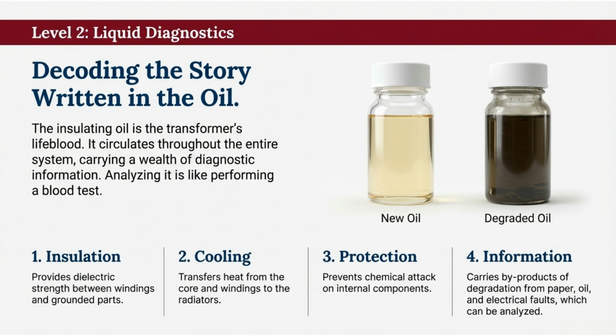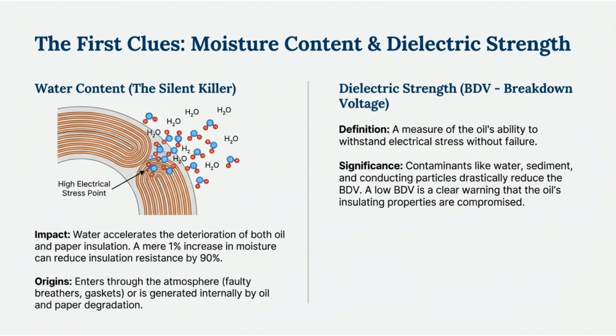Level 2 is liquid diagnostics. Insulating oil is the transformer's lifeblood, carrying diagnostic information. Analyzing it is crucial, as the oil provides insulation, cooling, protection, and vital information about the system's condition. Moisture content is a silent killer, accelerating the deterioration of insulation.